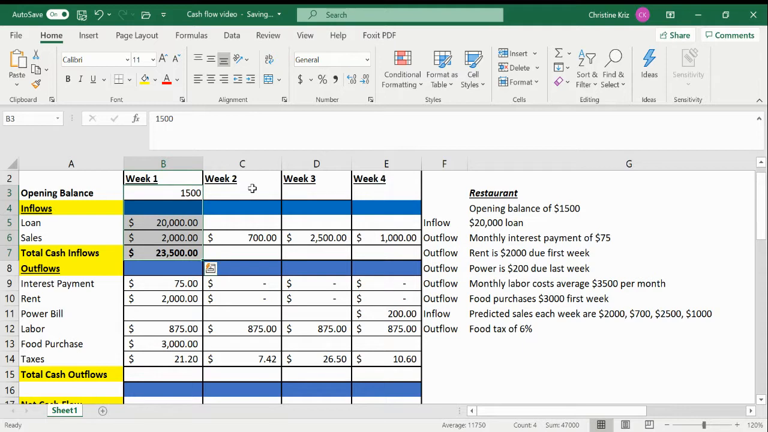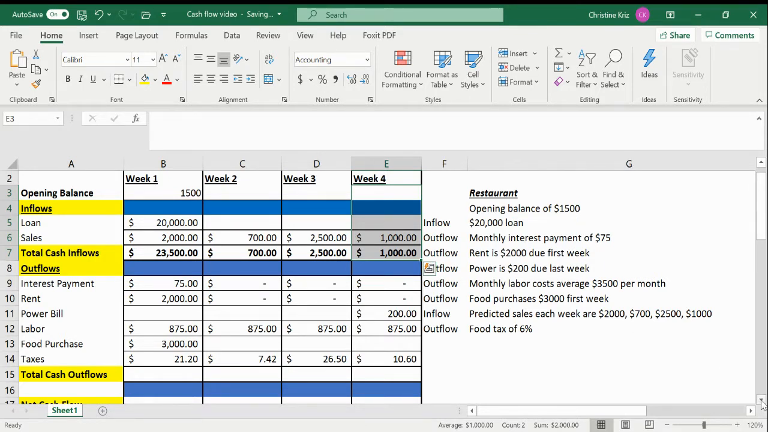Now, we could do that for each of these cells. And why don't we just do that for simplicity's sake? For those of you who are Excel experts, I know that there is another way to transfer these formulas easily. However, I just want to make it as easy as possible for everyone who is watching.